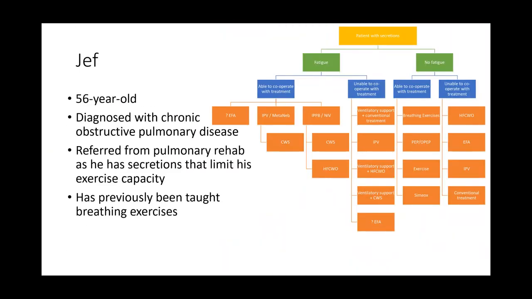I've got Jeff. He's 56 years old with COPD. He was referred from pulmonary rehab because his secretions are limiting his exercise capacity. He was taught breathing exercises as part of the programme, but this hasn't been effective. So he can cooperate. He falls down this line. We've taught breathing exercises, but that doesn't work. He's already exercising. For me, providing a device that costs lots of money is a bit overkill at this stage. And he responded well to an Aerobika device, an oscillatory PEP device, because that's what's available where we are.